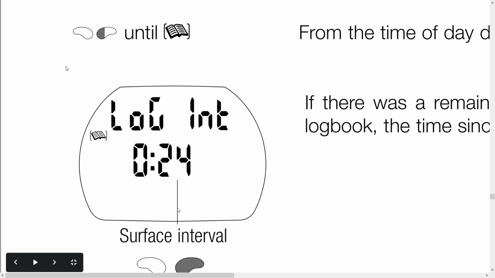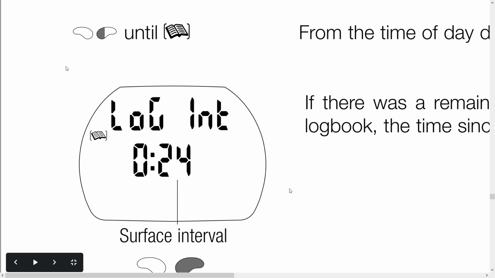Tapping the left button or the right button to cycle the menus will take you to the log menu. Press and hold the right button to enter the log screen. If you have a previous dive, you will also see the words interval and a time. This is showing you how long since you were in the water. You won't see this if you don't have any previous dives. In this example, it's showing the diver has been out of the water for 24 minutes.